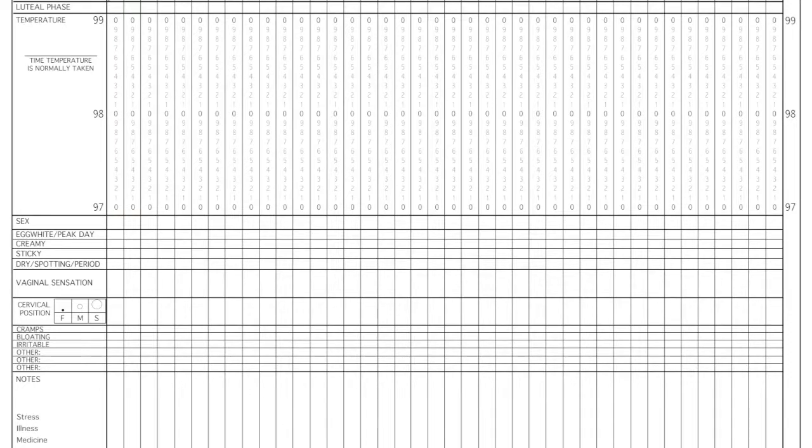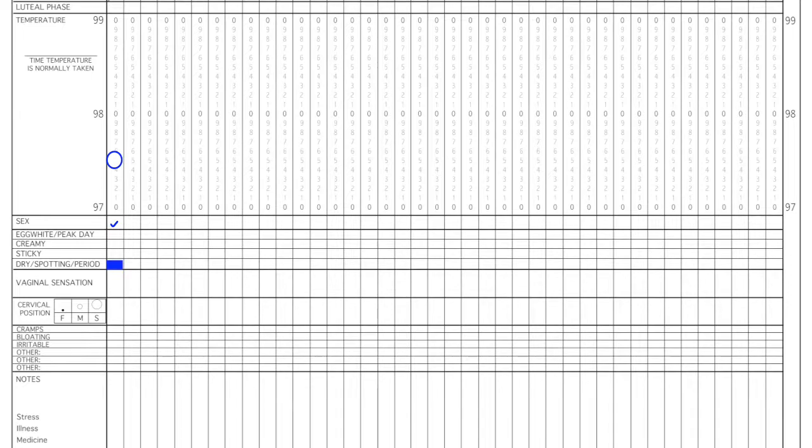So let's say that my waking temperature was 97.5. I would go ahead and circle that for day 1, and then I can proceed to mark down the other information. I can mark if I had sex or not, and then of course I can mark my second fertility sign, which is my cervical fluid. Since this is the first day of my cycle, it's also the first day of my period, so the only one I'll mark right now is the period.